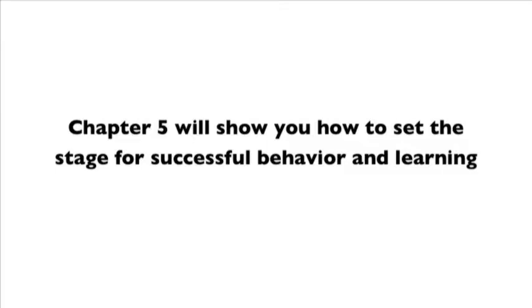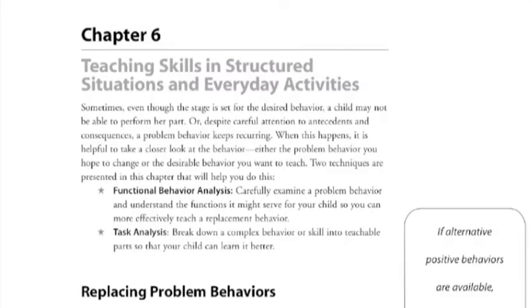Chapter 5 will describe how to set the stage for successful behavior and learning. And Chapter 6 will show how to teach skills in structured situations and everyday activities. Finally, Chapter 7 provides the interventions that work best for different behavior problems associated with specific cognitive difficulties after brain injury. Chapter 5 begins on page 77.